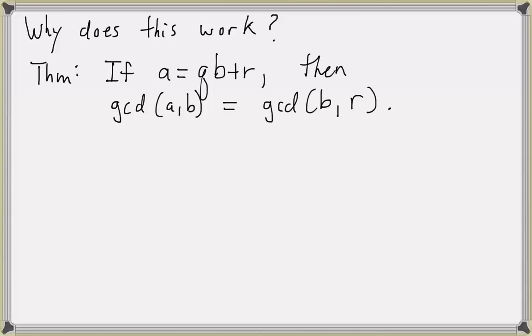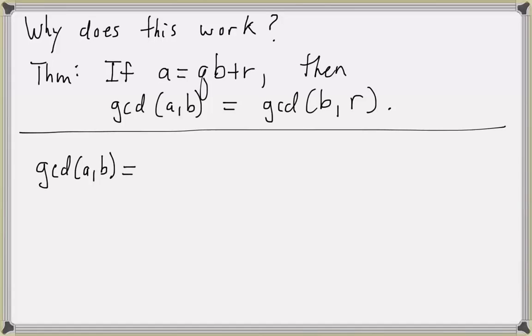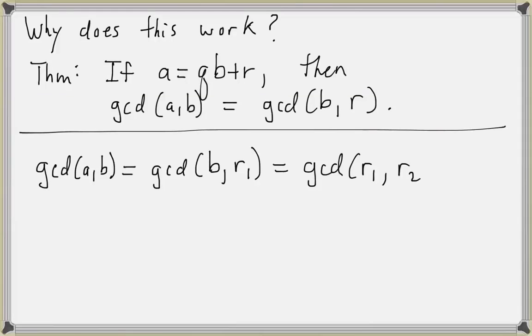So we'll prove this theorem next, but as we saw in the Euclidean algorithm, we started out with the greatest common divisor of A and B. And according to this theorem, this would equal the greatest common divisor of B and the first remainder, R1. That, in the next step, would equal the greatest common divisor of R1 and R2. And that equals the greatest common divisor of R2 and R3.